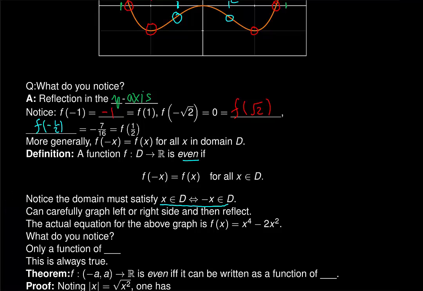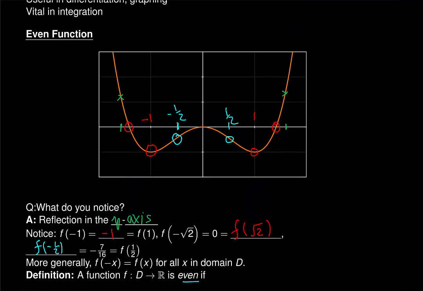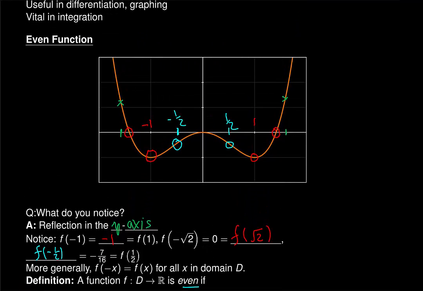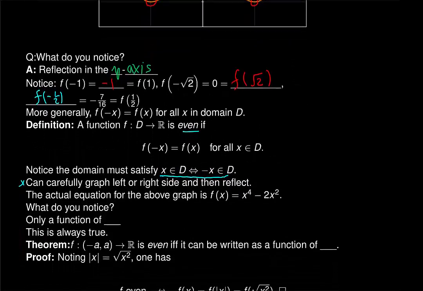Well, this evenness is nice, as I was mentioning. It can help with graphing. What you can do, for example, is carefully graph out this left side, say, and then just reflect it in the y-axis and mimic what you did on the right-hand side. So you could graph one side, either left or right, and then just copy it over in a mirror way.